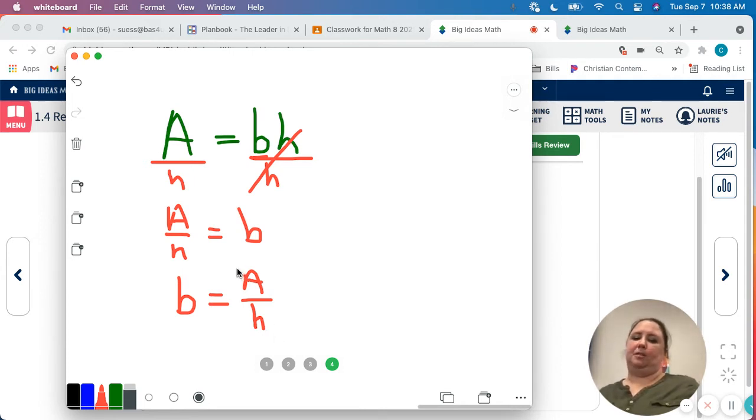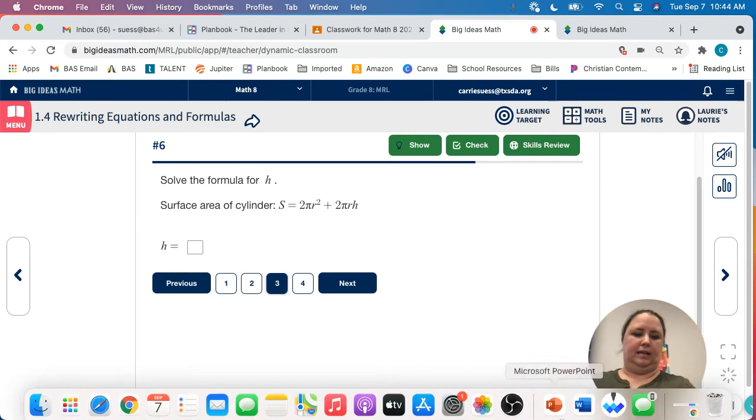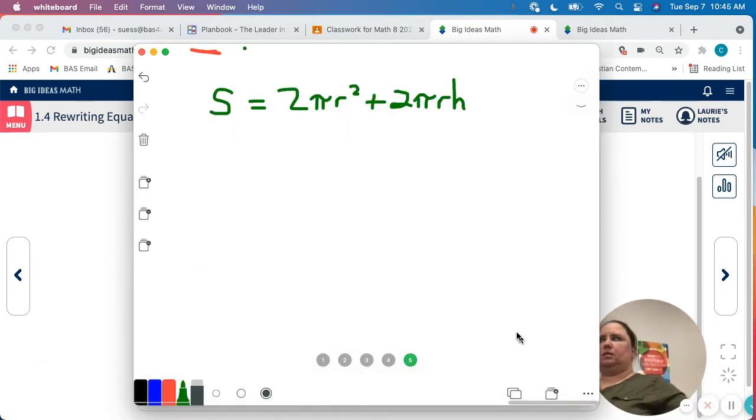Okay, that's it. So this should be what you type in there. Okay, 8th grade, this is number 6. Yes, number 6. So what are we solving for here? H. So we got to get everything away from H. So this is all connected by multiplication, right? Yes. So let's deal with this one first.